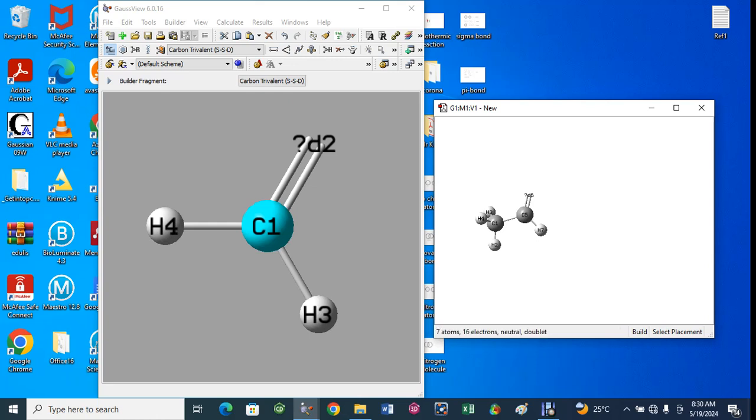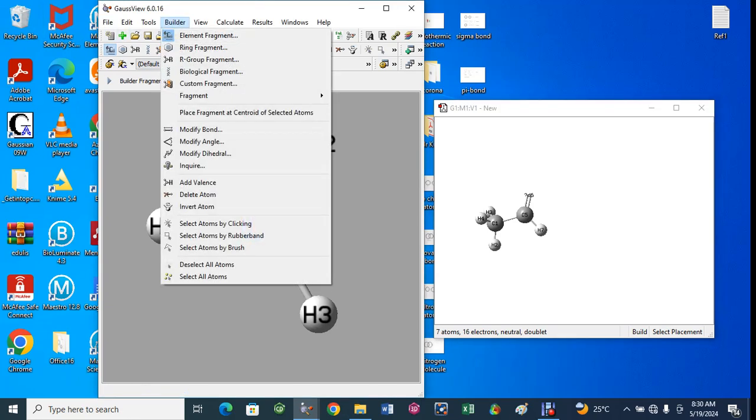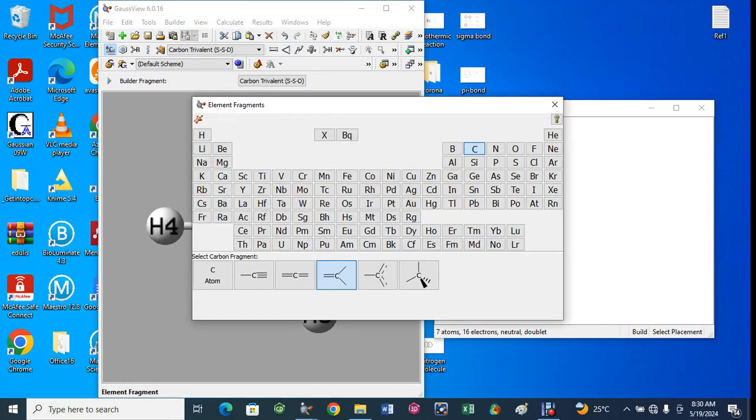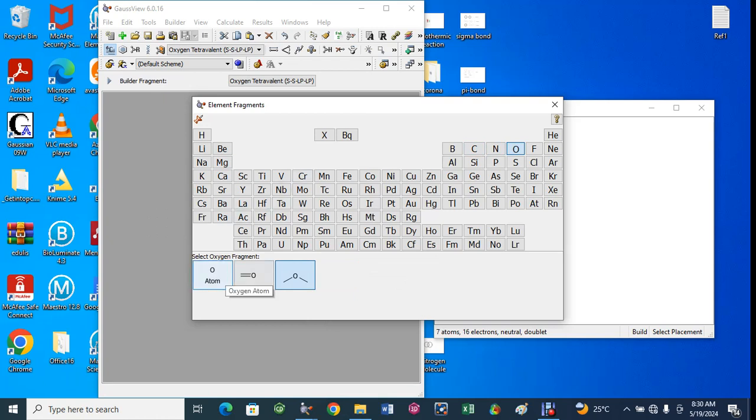We need an oxygen. How do we get the oxygen? We come back to the builder. Let me go to the builder. If I don't want to do that, then I go to the element fragment icon. I can select that and look out for the oxygen. I have two ways I can do this. I can either place the oxygen atom there, or I select the double bond.